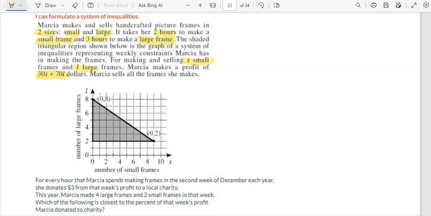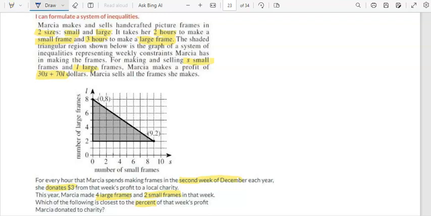For every hour that Marcia spends making frames in the 2nd week of December each year, she donates $3 from that week's profit to a local charity. This year, Marcia made 4 large frames and 2 small frames in that week. Which of the following is the closest to the percent of that week's profit Marcia donated to charity?